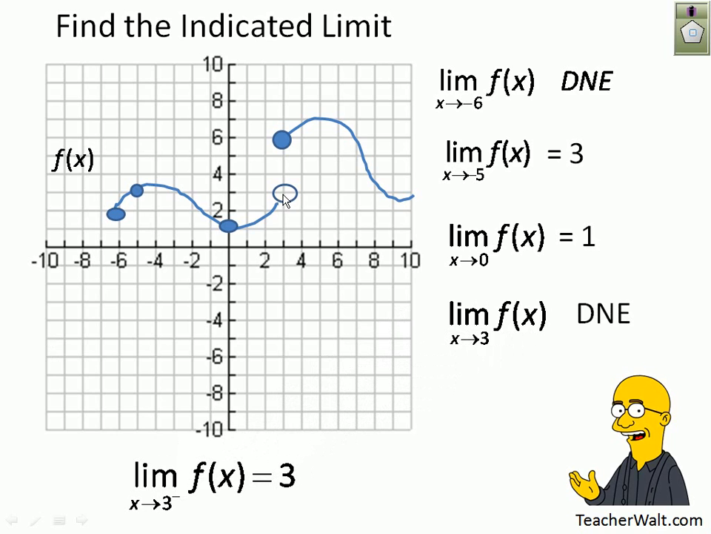the limit is 3. See? As we're approaching from the left, we end up at 3. However, if we approach from the right, we end up at 6. Since that's the case, that would mean that the limit does not exist. We have a left-hand limit, a right-hand limit, but the limit overall does not exist.